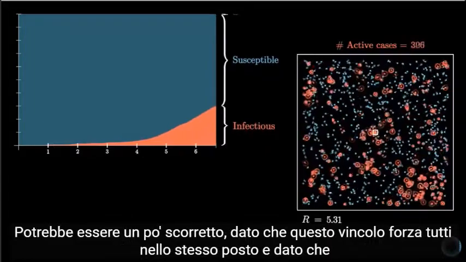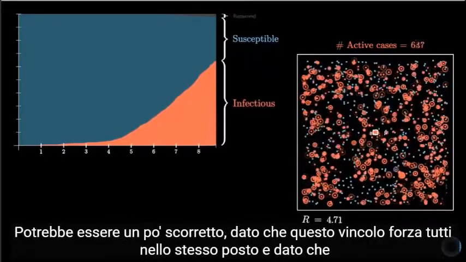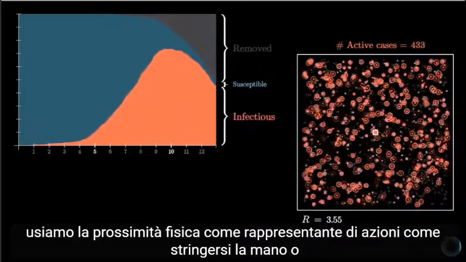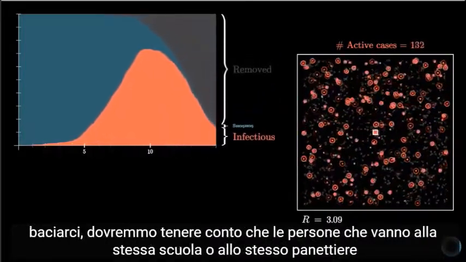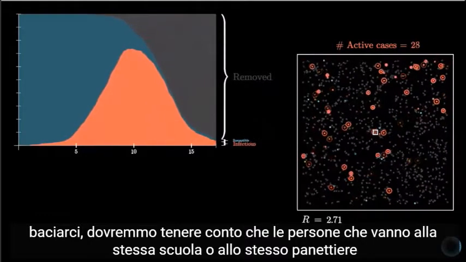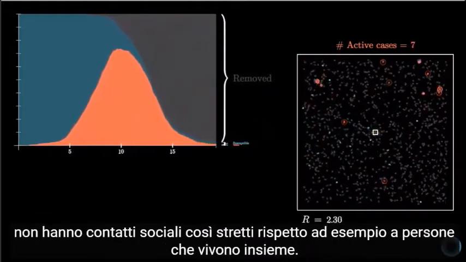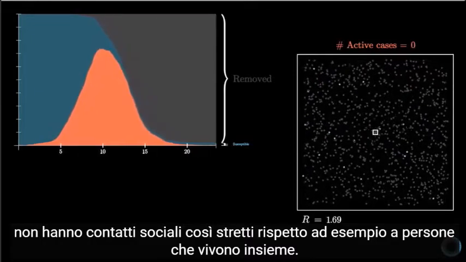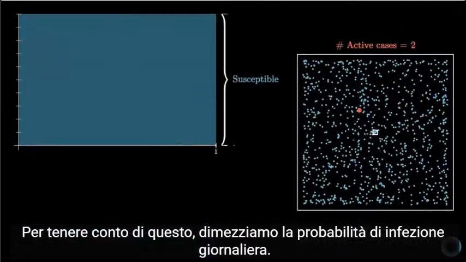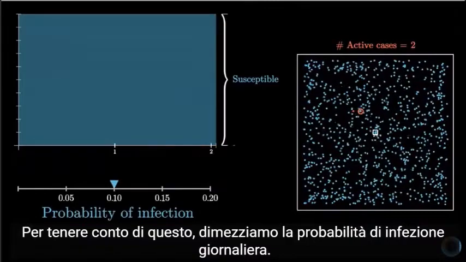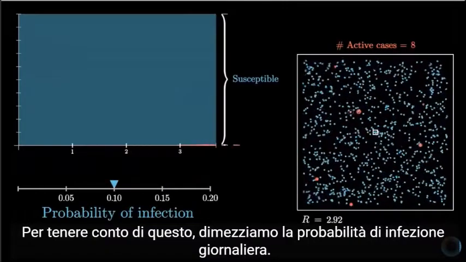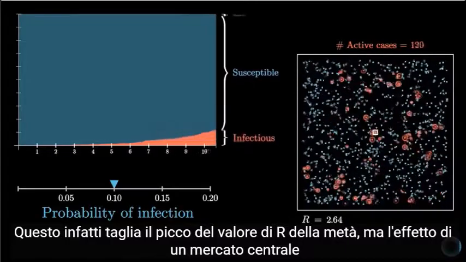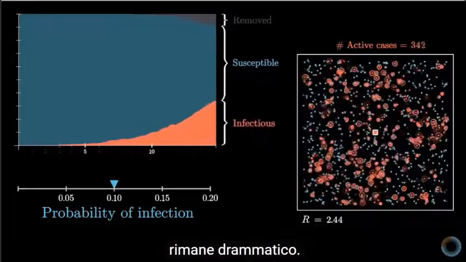This might be a little unfair since it puts everyone right in the same spot, and given that we're using physical proximity as a stand-in for things like shaking hands or kissing, we should maybe acknowledge that people going to the same school or grocery store are not as likely to spread an infection as, say, close friends or people living in the same house. To account for this, let's conservatively cut the probability of infection per day in half. This does indeed cut R0 in half, but the effect of a central market remains dramatic.